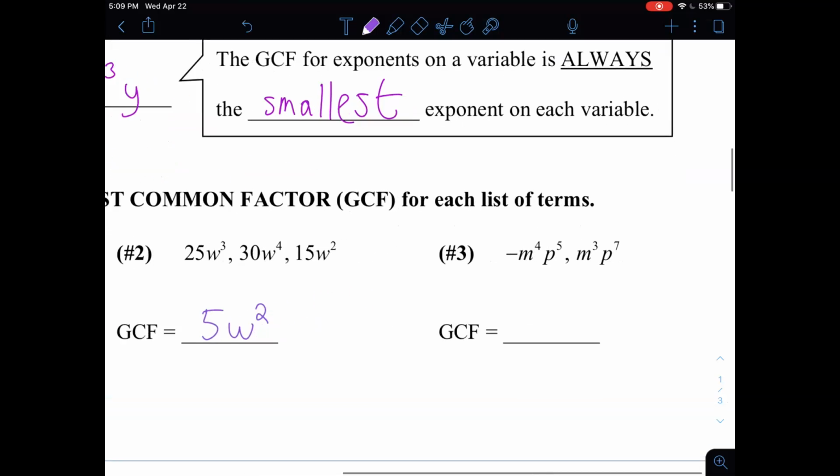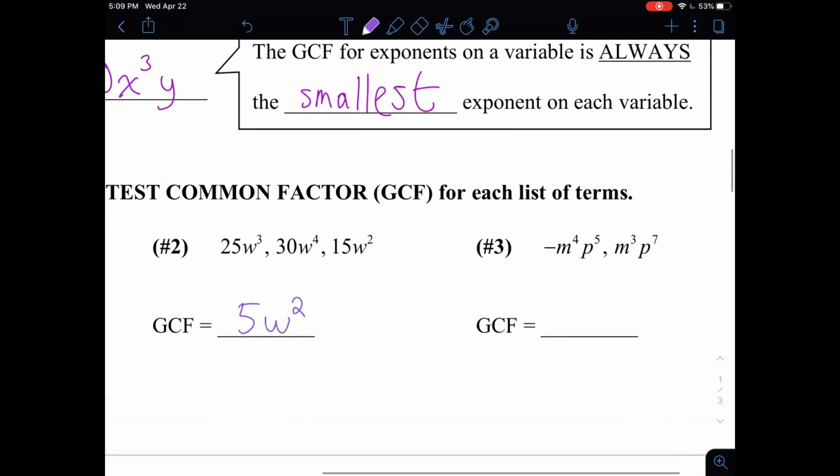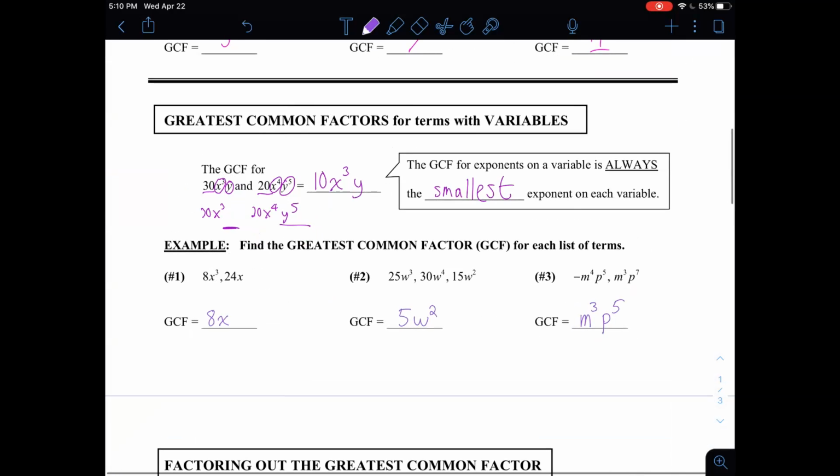All right, and then the last one. Is there a number we can pull out of these, or no? I see negative m to the fourth and negative m to the third, or just positive m to the third. There's no number you can pull out. You don't always have to pull out a number. If there's no number there, you don't need to pull it out. Okay, what's the smallest exponent there, m to the fourth or m to the third? So we're going to pull out m to the third. And what's the smallest p, p to the fifth or p to the seventh? P to the fifth. And there we go.